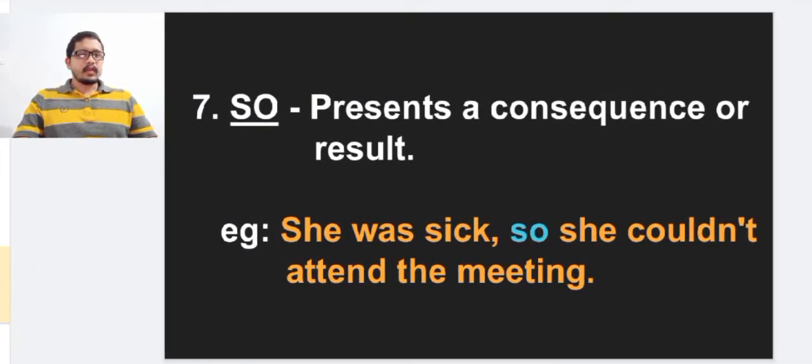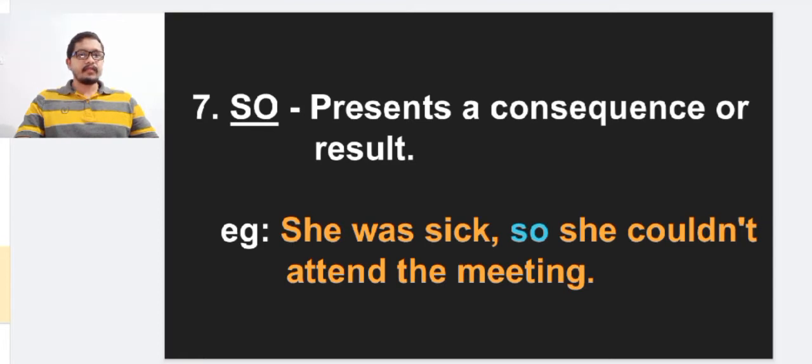Let's see the seventh one. So presents a consequence or result. She was sick, so she couldn't attend the meeting. So I just repeat that. Two independent clauses are used here. So use a comma after the first independent clause. She was sick is the first independent clause. Then the conjunction so. Then the second independent clause, she couldn't attend the meeting.